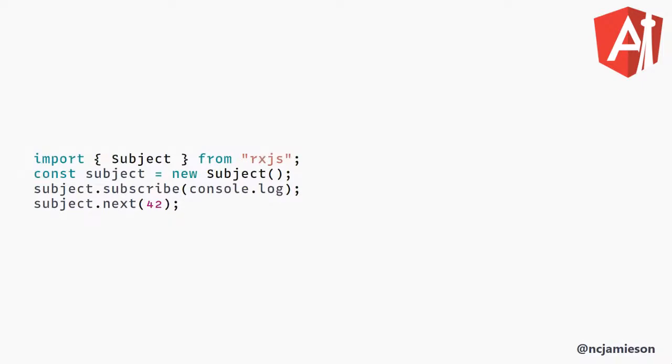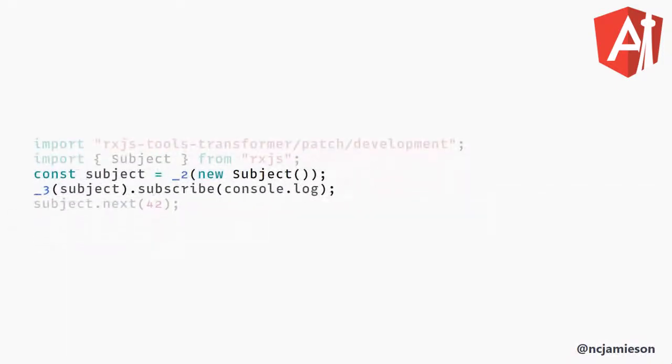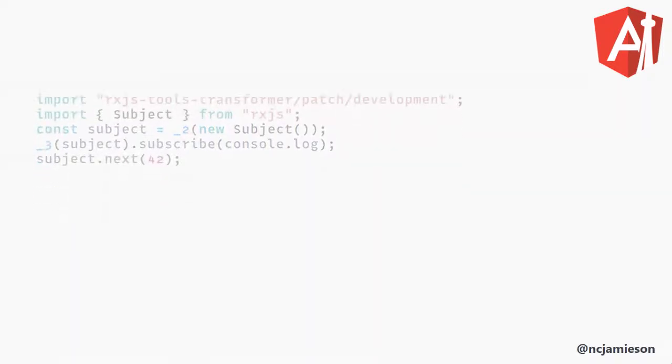So what the transformer does is it adds an import, which imports a development file from RxJS tools transformer. And what that will do is patch your application into the tools if it hasn't already been patched. The second thing it does is wrap sources and subscriptions and operators in small functions that add some context and also capture the names of what you've got in your program. Those functions get added down the bottom of the file.